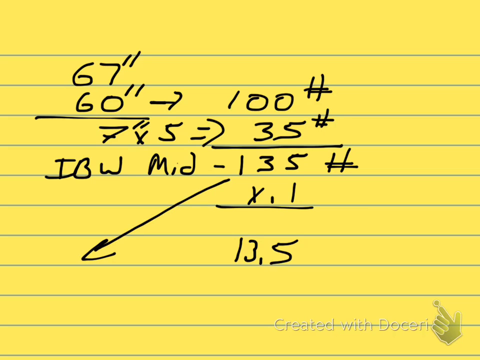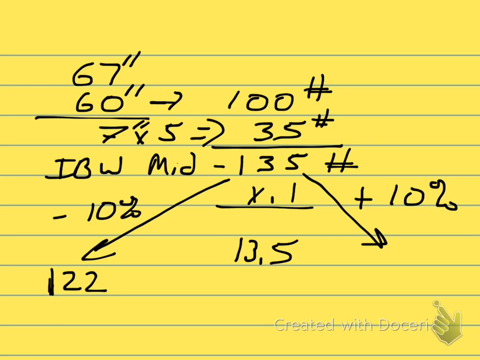So if we take that 13.5 pounds and subtract it from the 135 pounds, this will be our minus 10% side. You do the math there and you get roughly 122 pounds. And if we do this on the other side and add our 10% here, we're going to add 13.5 pounds to that 135, and we're going to get roughly, rounded up, 149.